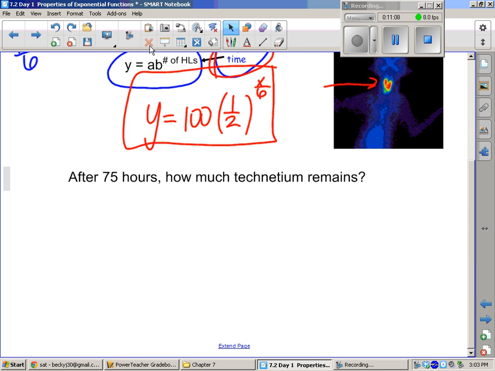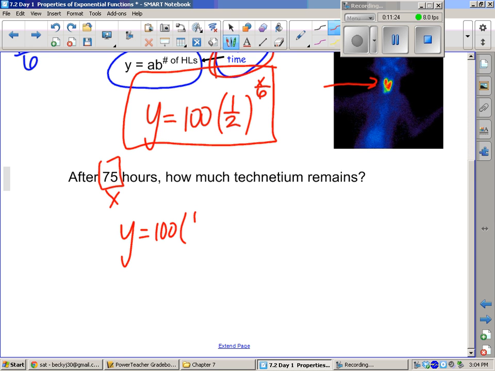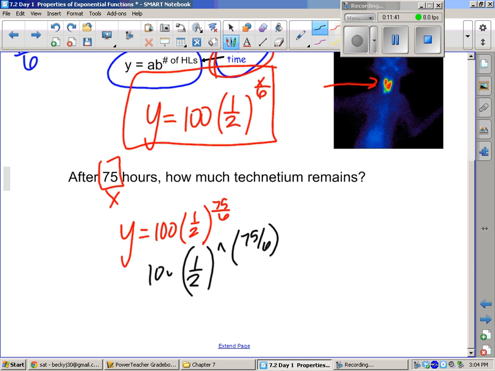So now they're going to tell us after 75 hours, in this cat, how much technetium is left. So this represents time. This is our x value. We're going to set up the equation we just created, only now our x is being replaced with 75. Now be careful when you type this in. Some of you like to just do it all at once. I'm doing it step by step. So I'm doing 1/2 to the, and then in parentheses, 75 divided by 6, or simplifying first.